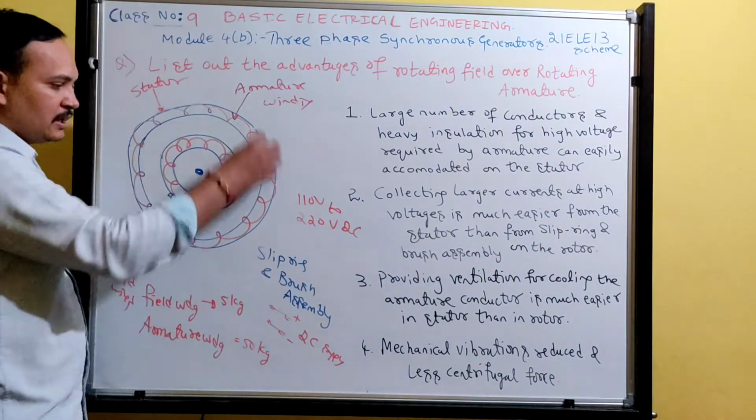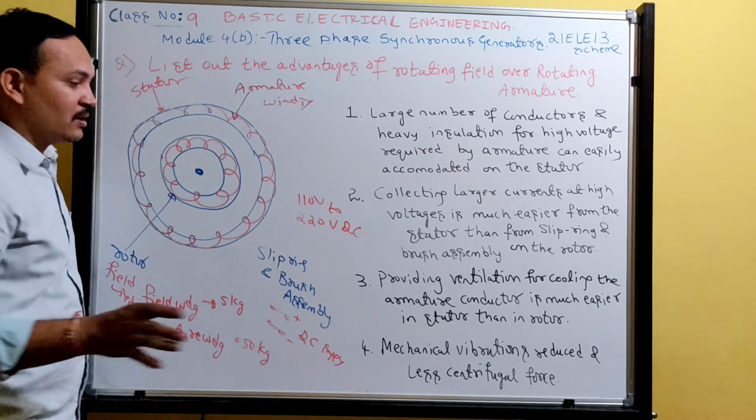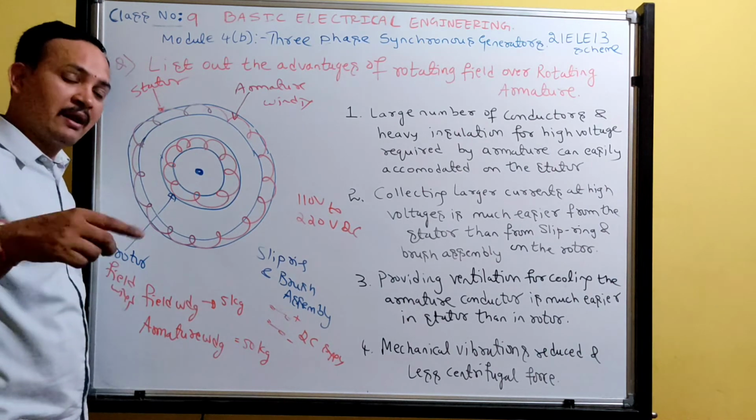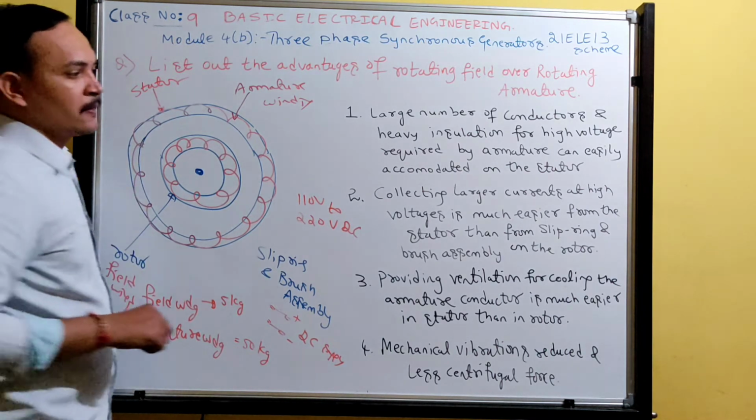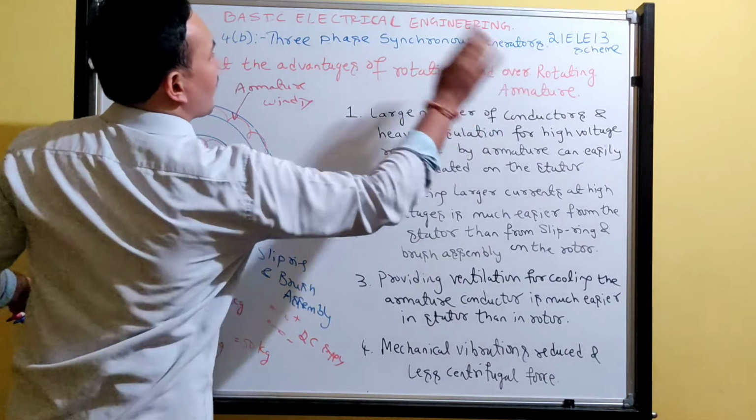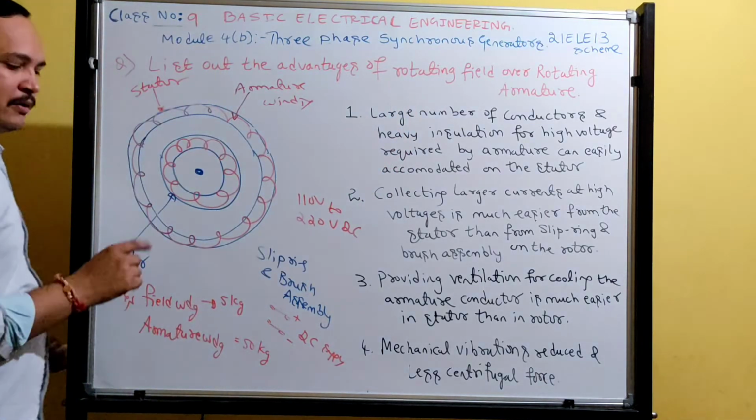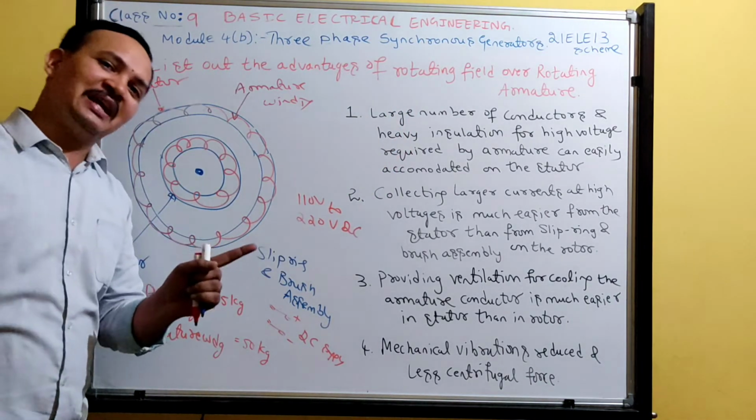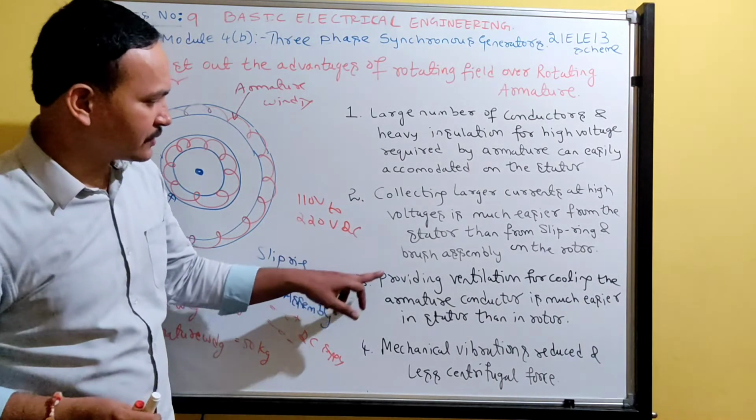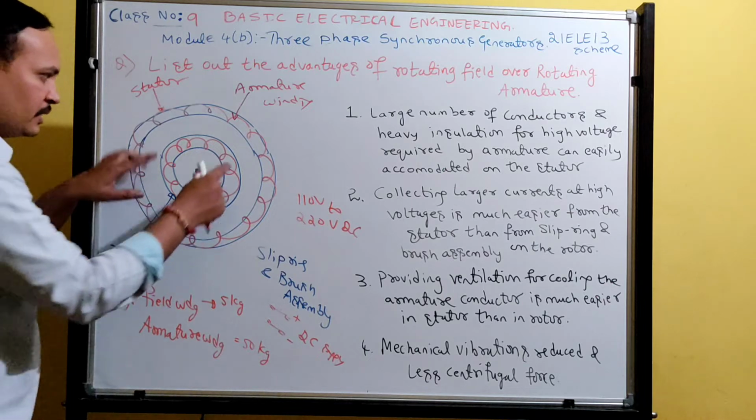So it is much easier from the stator. From the stator I can easily collect higher voltage. From the rotor side, very difficult, because it produces higher voltage and your slip rings cannot withstand such higher voltages. That's why we cannot go for a rotating armature. Instead, we are rotating the field. If one is rotating, the other winding will be on the stationary side. Okay, got it?